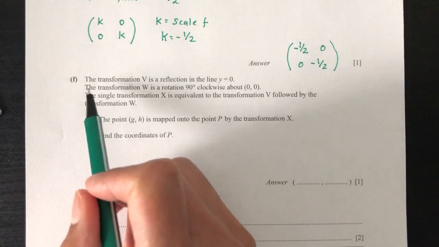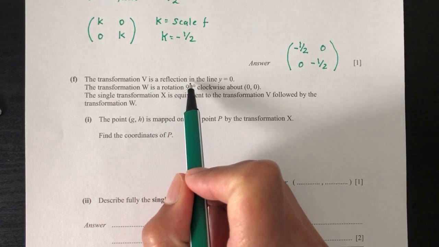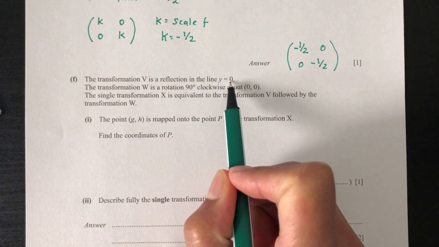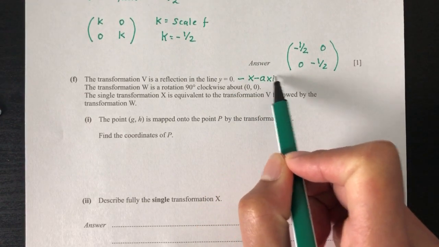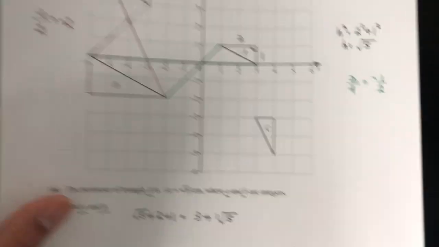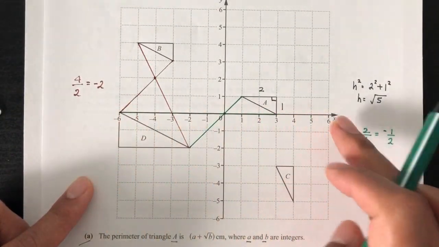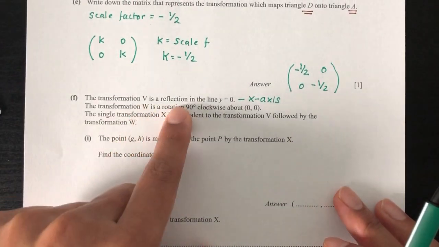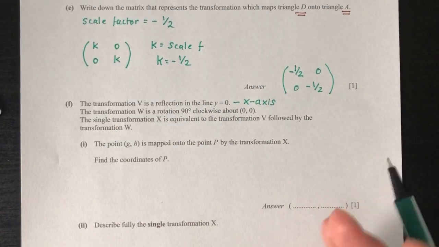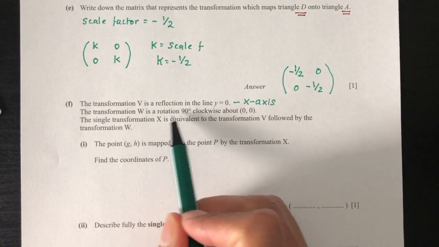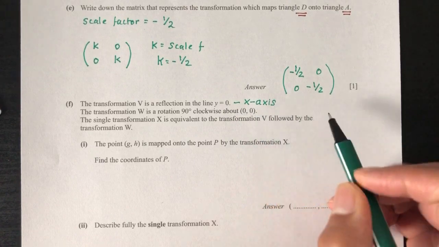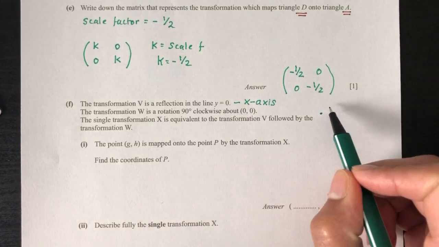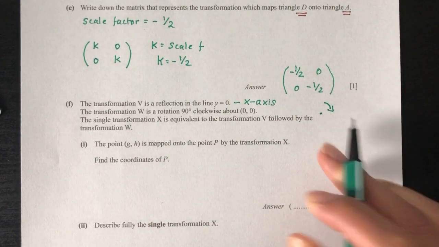Now, the transformation V is a reflection in the line y equal to 0. So what is that line? It is your x-axis. At y equal to 0, it is your x-axis. That is the first information: V is a reflection in the x-axis. The next one, W, is a rotation 90 degrees clockwise about 0, 0. That is your origin, and the direction will be clockwise in this direction.